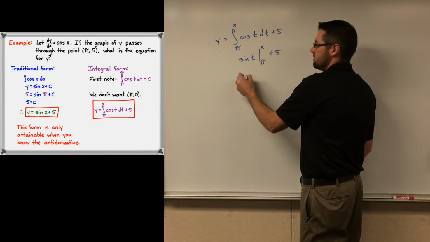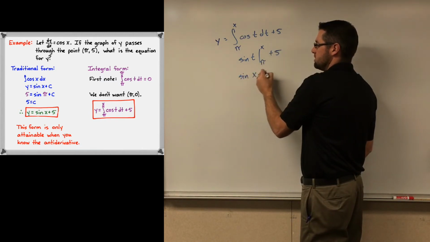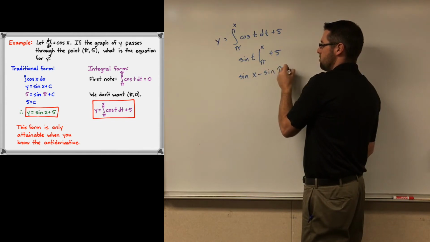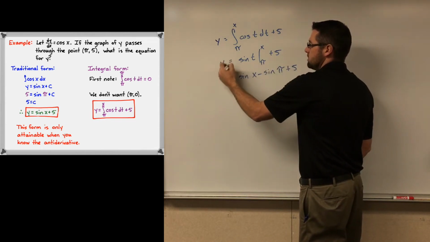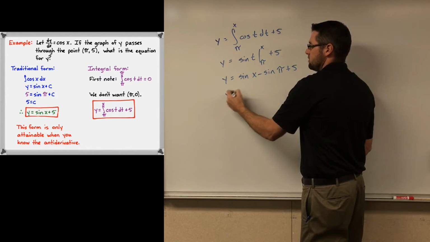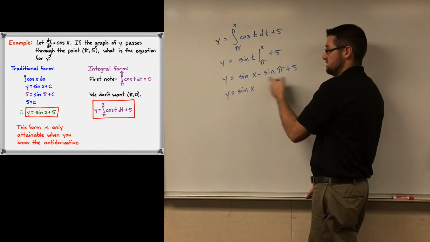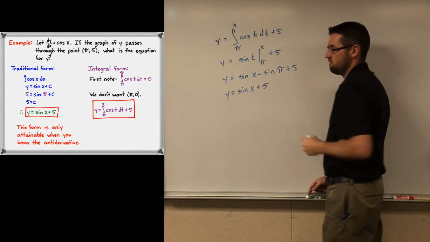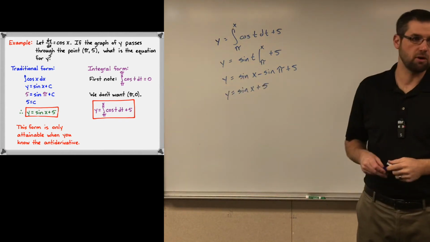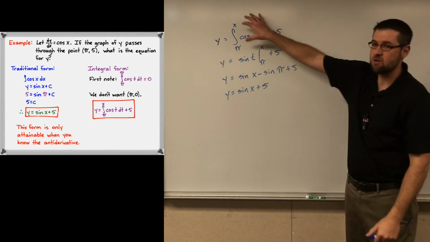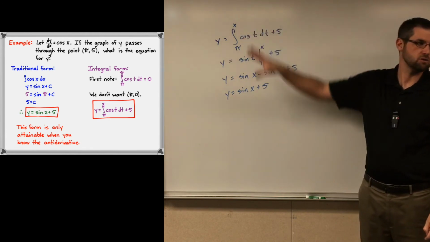So what do I get? Sine of x minus sine of pi plus 5. So y equals this, y equals that. Y equals then sine of x. That's 0, so just plus 5. And that's exactly what we had before, right? So this is just another way of writing the function.